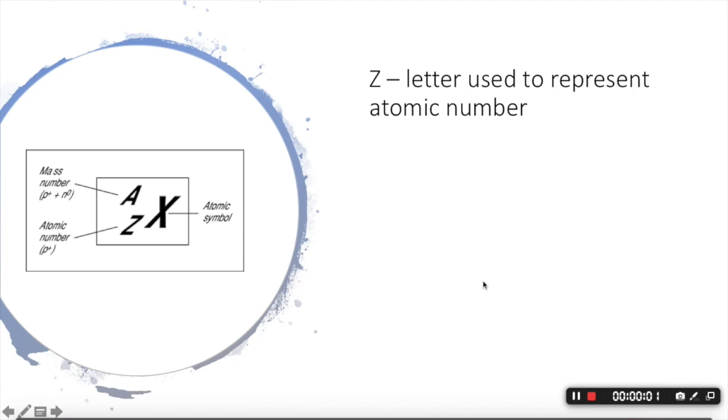Z is the letter used to represent atomic number. Z is used to represent the atomic number when looking at an element. Each aspect has a different letter that represents it. Z is the letter for the atomic number and is on the left side of the element symbol, below the atomic mass.